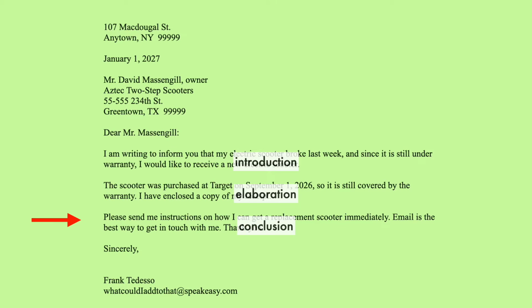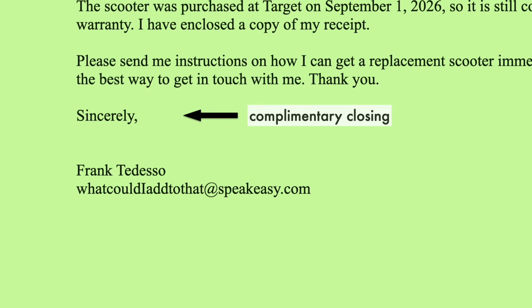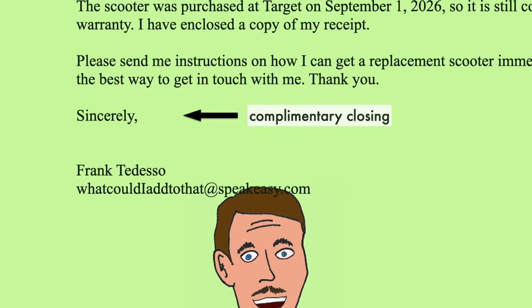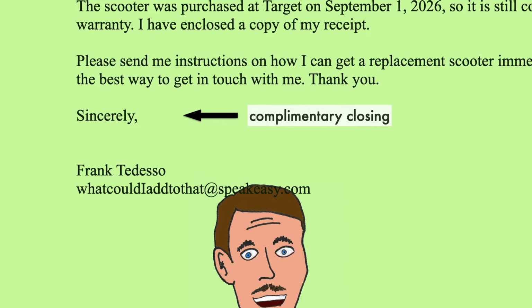Now, at the bottom of the letter, there's the complimentary closing. Sincerely is good. Respectfully is good. Do not use personal-sounding closings like love or yours truly. The reader of your business letter is not your friend. He or she is someone you're doing business with, so sound businesslike. Unless you want to sound all creepy and stalkerish.